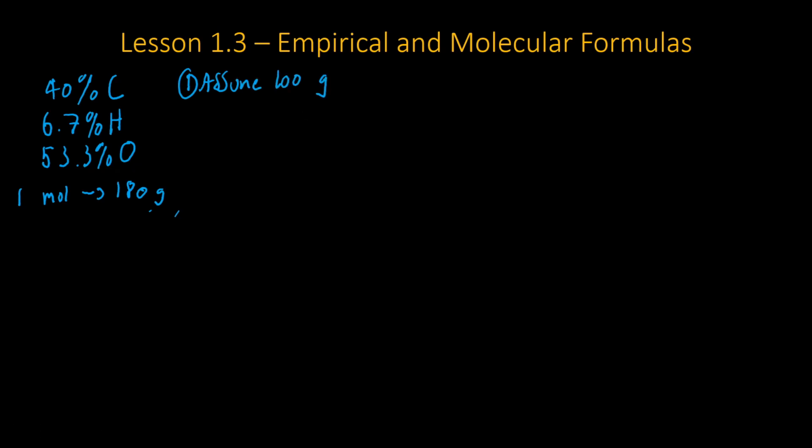What that means is, they told us the values for percentages as far as weights go. If I say I have 100 grams of this stuff, I can literally just turn those percentages into grams, and I have actual values to work with. So we'll start off with 40 grams of carbon in this substance, 6.7 grams of hydrogen, and 53.3 grams of oxygen. And obviously this will add up to 100%, 100 grams in this case.